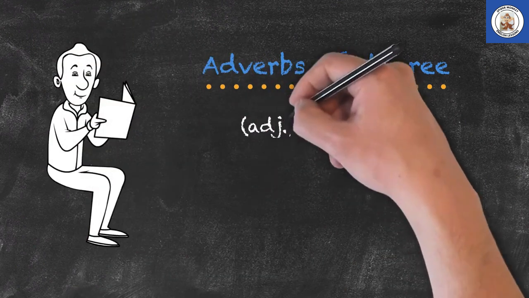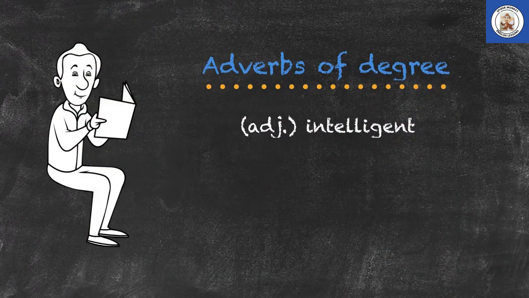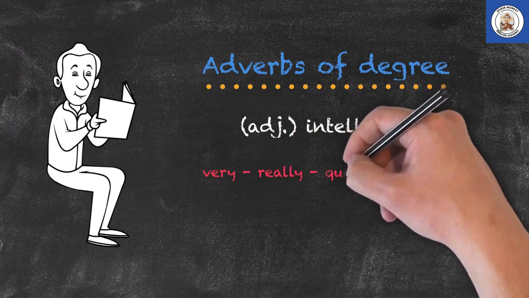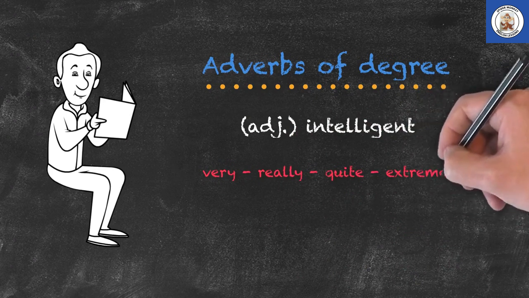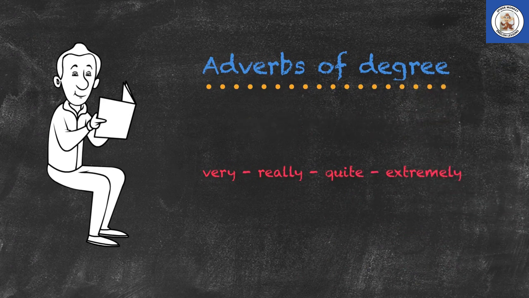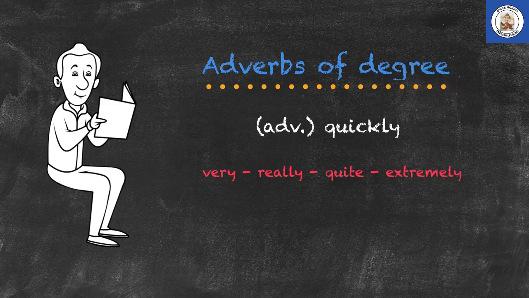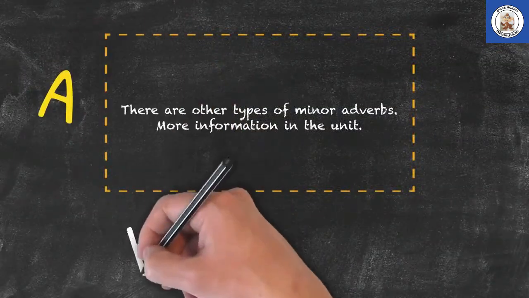If we were to take the adjective intelligent, we could easily say he's very intelligent, she's really intelligent, they're quite intelligent, or he's extremely intelligent. Now, for other adverbs, we could use the adverb quickly. He ran very quickly. She ran really quickly. They ran quite quickly. Or he ran extremely quickly.